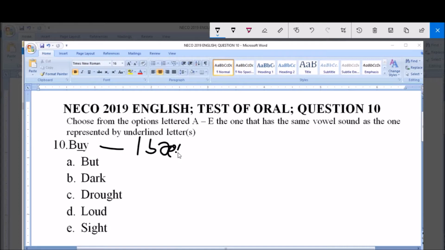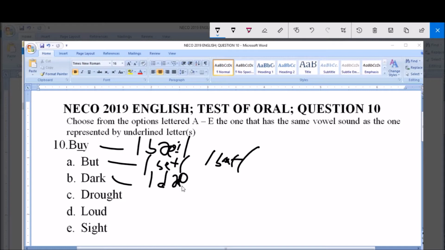By, I. So option A has double pronunciation. You can call it, or some person call it bet, B-U-T, bet. Then some person call it but. So both pronunciations are correct, depending on the speaker. The option B is dark, which is long R. Remember, in our English class we talk about short R and long R version. So this is long R, dark.